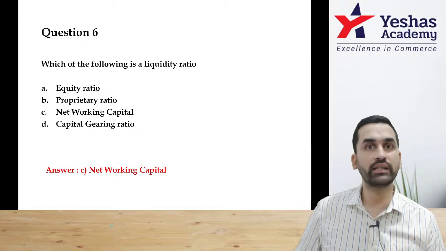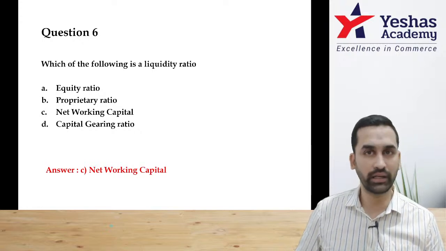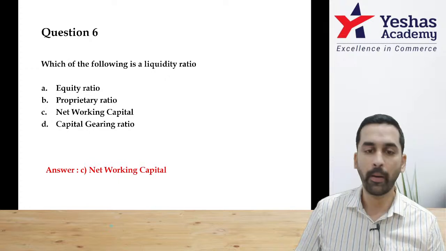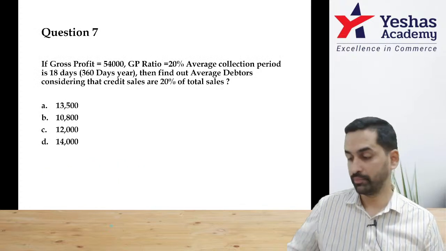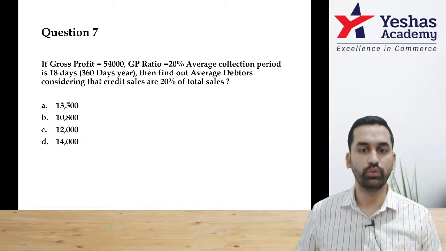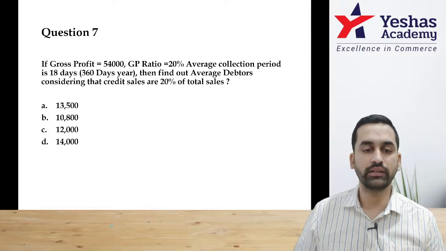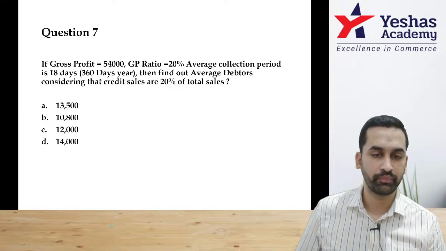Net working capital, when I say, it is CA minus CL, current asset minus current liability. Yes, perfect, sir. Question number 7. I want each one of you to solve this and send the answer to me in the chat box.